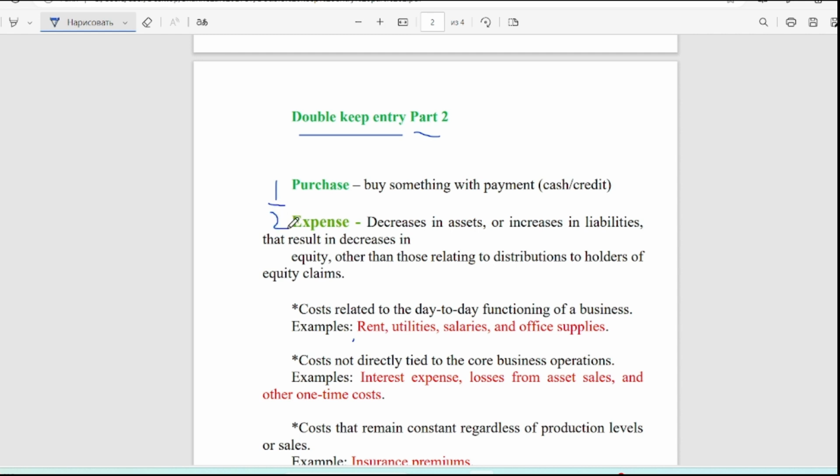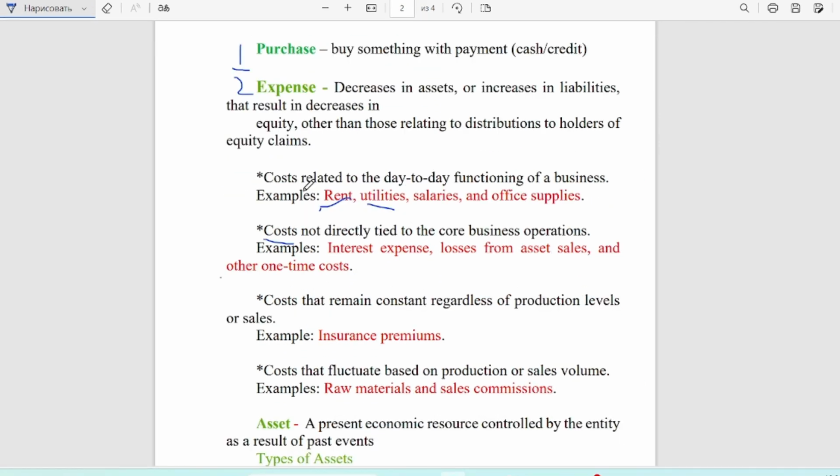And the next one is expense. Expense is basically like our monthly or daily expenses, like let's say we may pay for the rent or utilities. First of all, expense is cost related to the day-to-day functioning of a business. It may be rent, utilities if you are owner of the company, salary of the workers, or office supplies. And the next one is costs not directly tied to the core business operations.